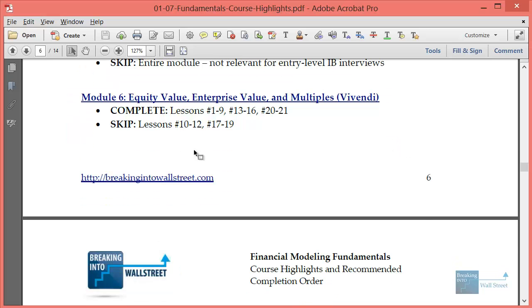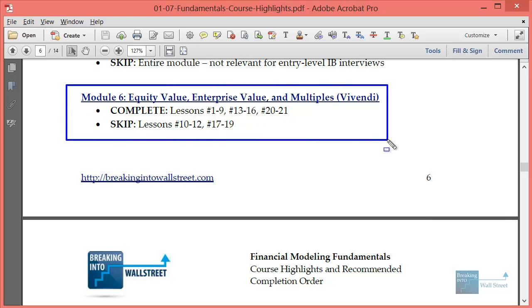The module on equity value, enterprise value, and multiples, again, you really need to know these concepts, and if you have more like 2 or 3 weeks of time, you have the luxury of being able to spend some more time on some of the more nuanced concepts here. So just follow what we've recommended.